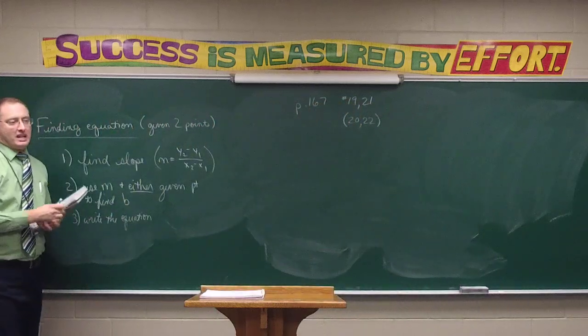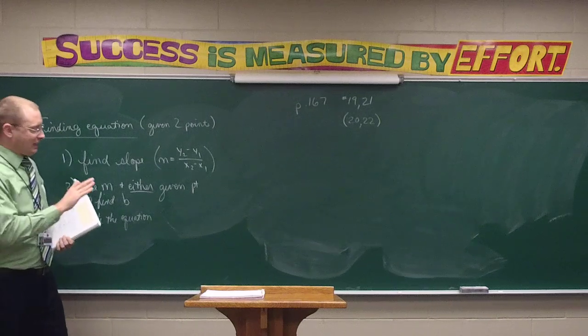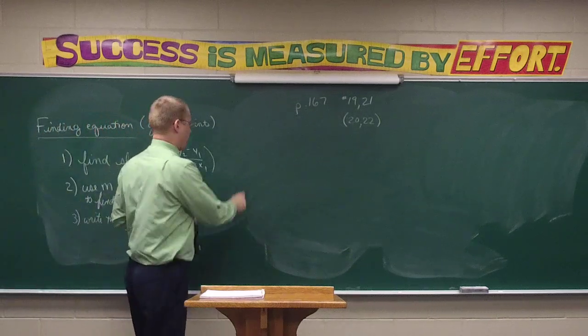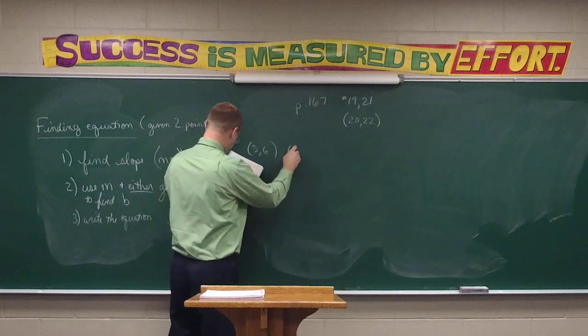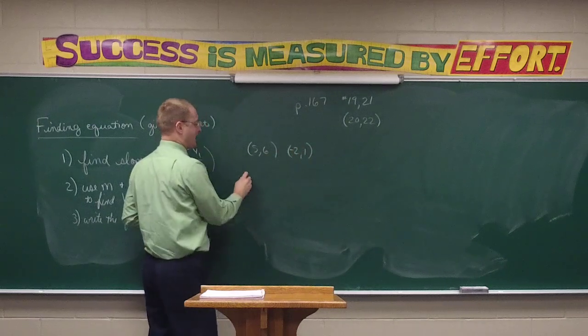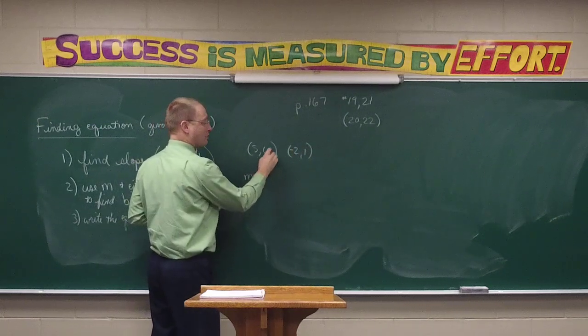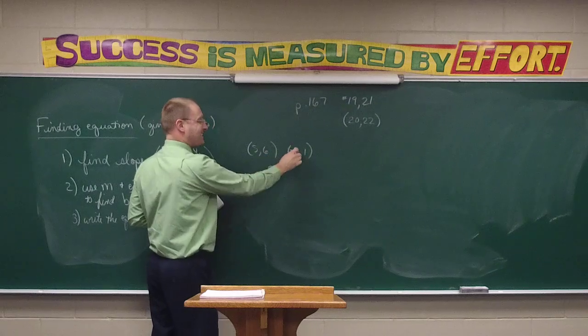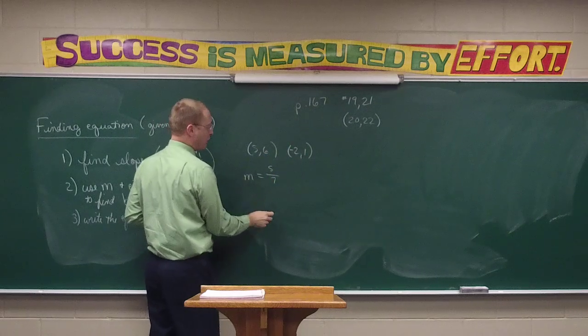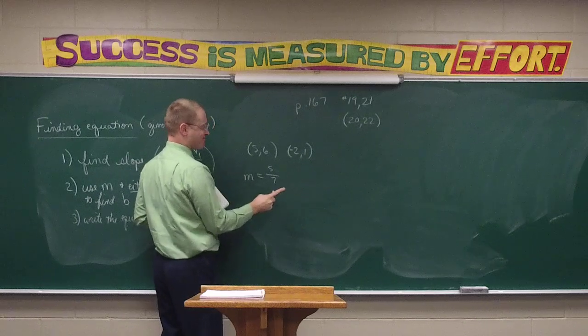For the sake of time, pencils down. Even if you're not finished, stop where you're at. Let's take a look at 19 and 21. For number 19, you have the point 5, 6. You have the point negative 2, 1. As I look at the change in the y value, 6 minus 1 is 5. 5 minus negative 2 would be 7. There's my slope.